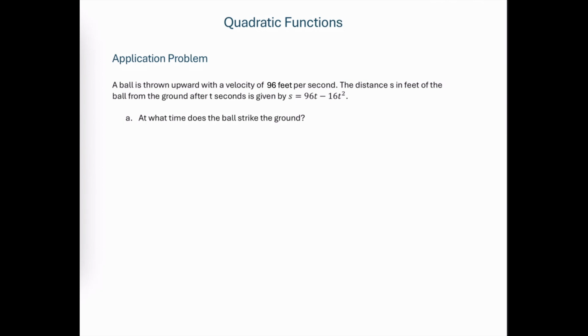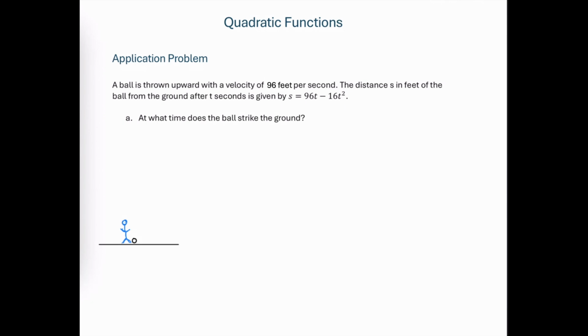A ball is thrown upward with a velocity of 96 feet per second. The distance s in feet of the ball from the ground after t seconds is given by s = 96t - 16t². At what time does the ball strike the ground?